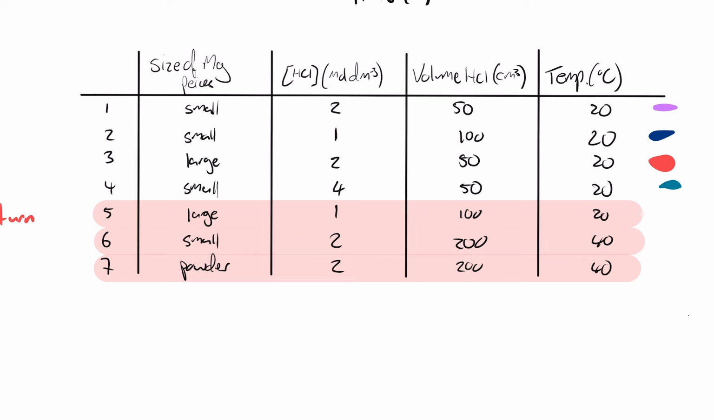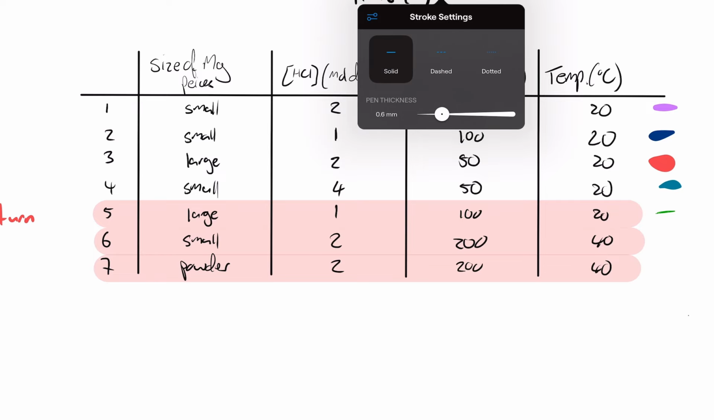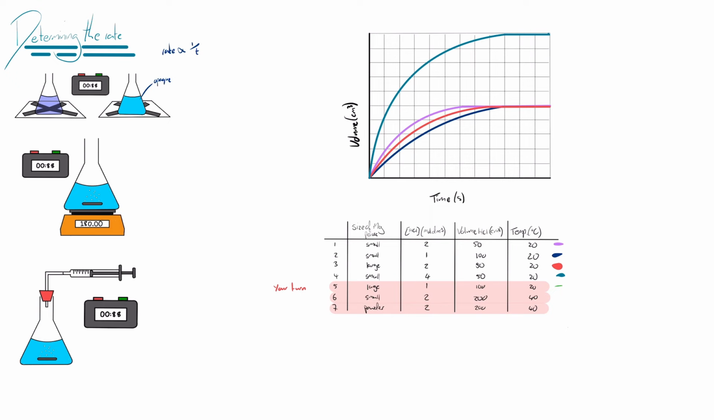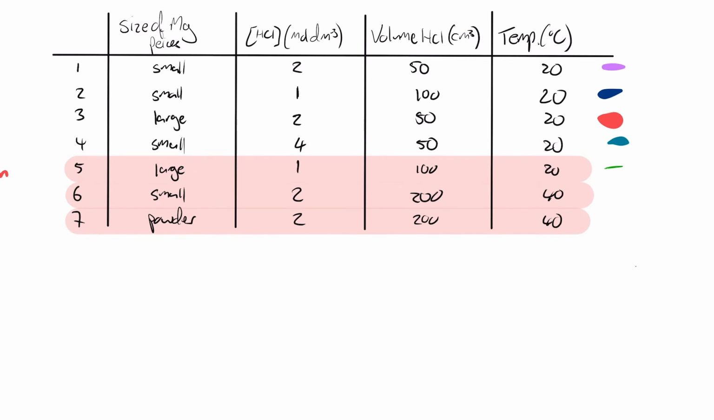So we need to make sure, let's go for green here. So comparing to blue, this is going to be slower, but it's going to have the same peak as blue. Yeah, perfect. Next, 5. We're small again. Let's compare to 1. We're small.